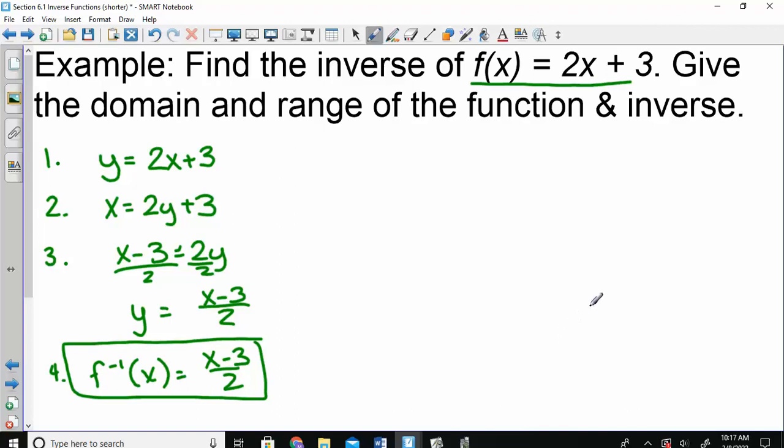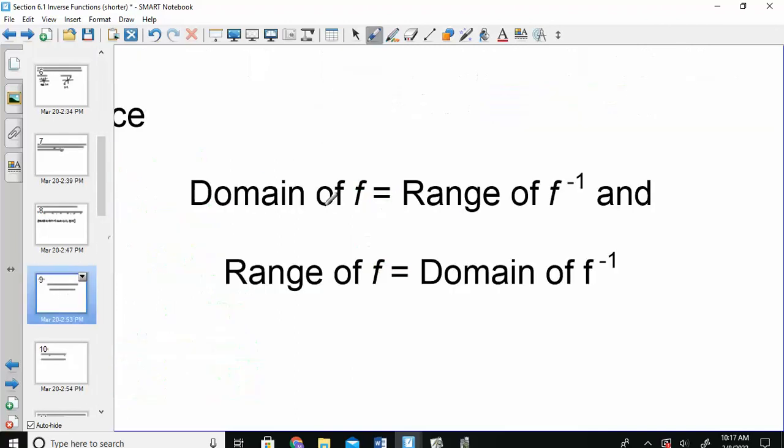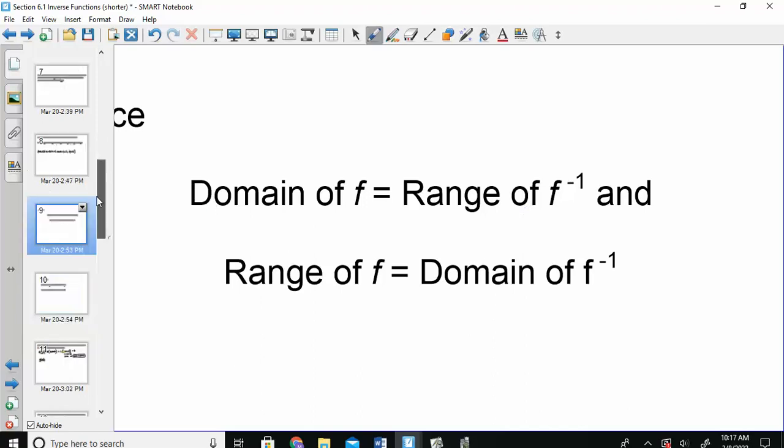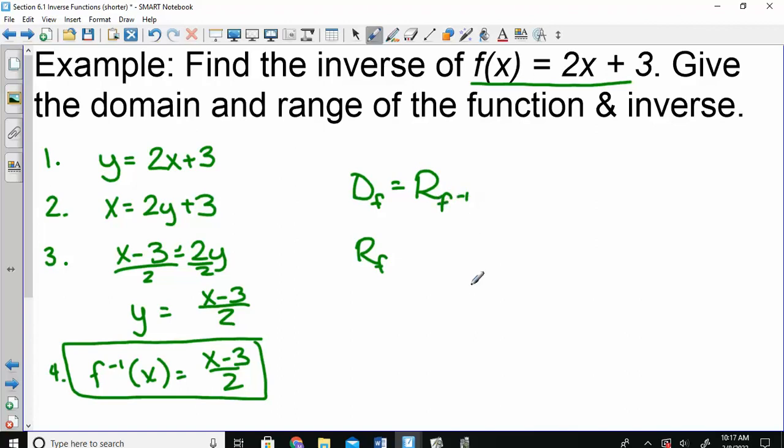I'm going to ask you to find domains and ranges for the function and the inverse. What I usually do is I put a little subscript, that means domain of f and range of f. But we know the domain of f is equal to what other thing? The domain of the function equals the range of the inverse. So you're not finding 4 separate things. The domain of the function is the same as the range of the inverse. The range of the function is the same as the domain of the inverse.